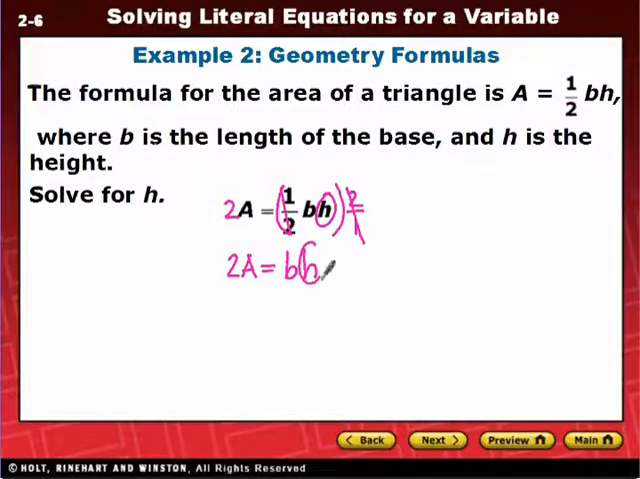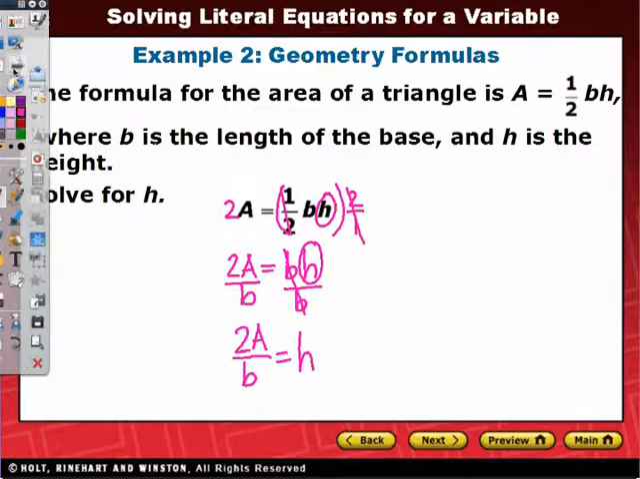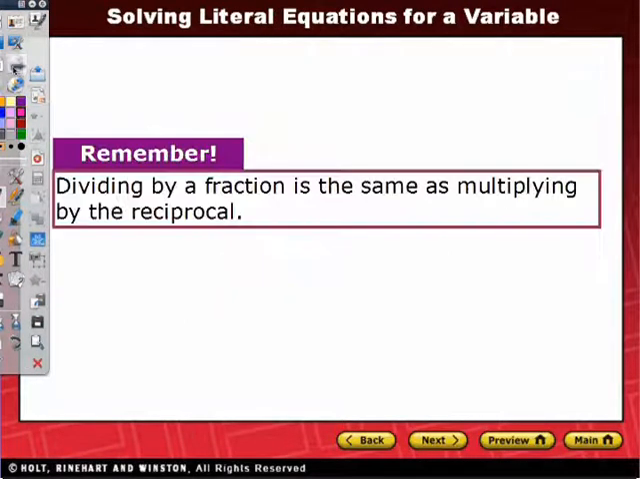And remember, h is what I'm trying to get all by itself. So then I'm going to divide both sides by b. And that's all I have to do. So 2 times the area divided by the base gives us the height of the triangle. Of course, dividing by a fraction is the same as multiplying by its reciprocal.